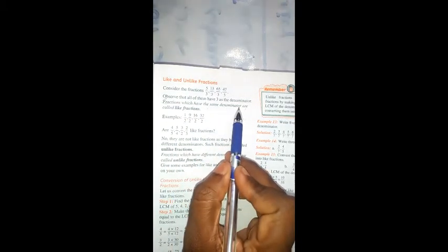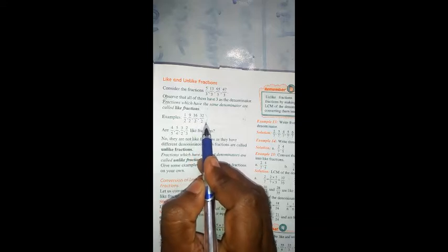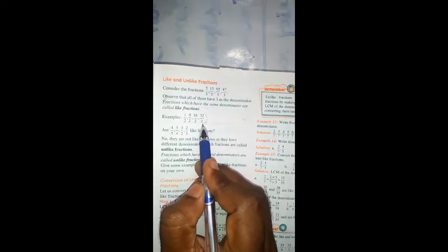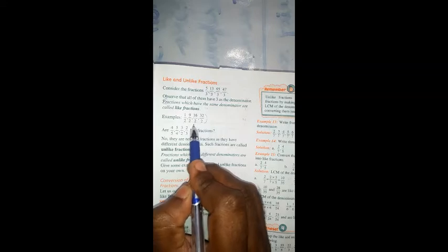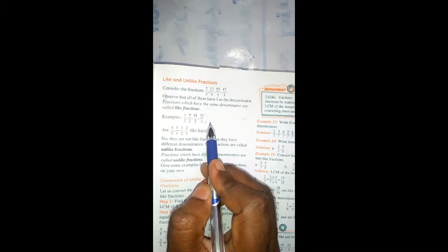See, fractions which have the same denominator are called like fractions. Example, 1 by 2, 9 by 2, 16 by 2 and 32 by 2. Can you say some fractions like this? Very good. 7 by 9, 5 by 9, 8 by 9, etc.